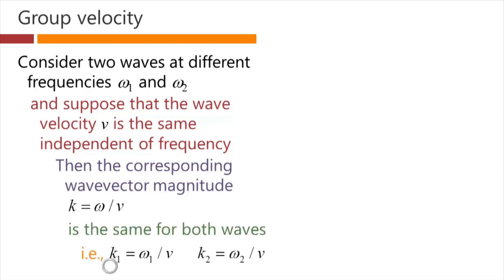So that means that the wave vector magnitude for wave 1, k1, is omega 1 divided by v. And for k2 here, the wave vector magnitude for the second wave, it will be omega 2 divided by v.